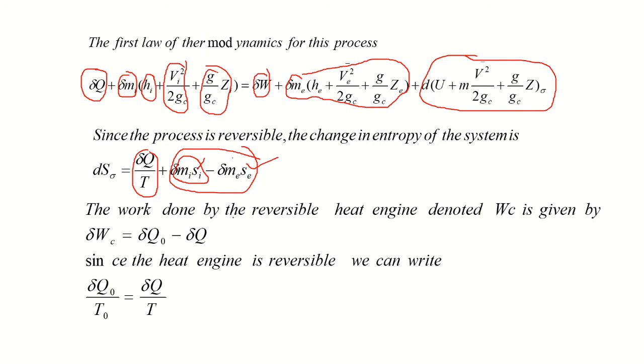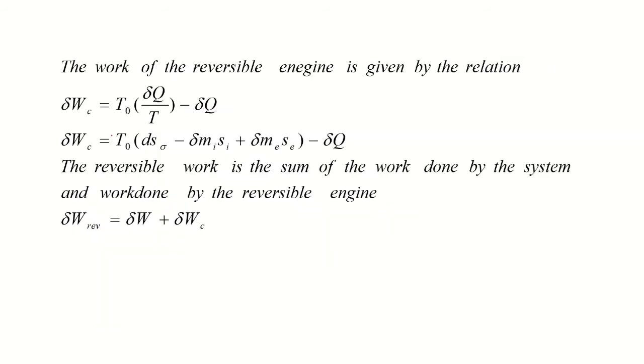And you know there is a reversible engine. It is taking heat delta Q naught and rejecting heat delta Q. This is the reversible engine's work. Okay, you don't get confused between this and this. This is because of the flow rate and this is because of the reversible engine. And you know from the absolute thermodynamic temperature scale I can write like this. Now you can play with it.